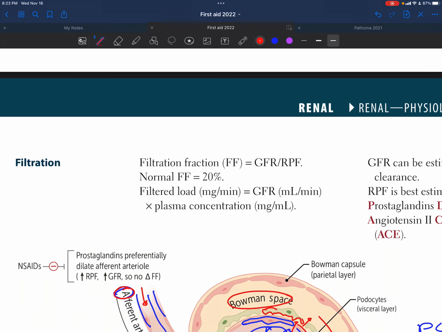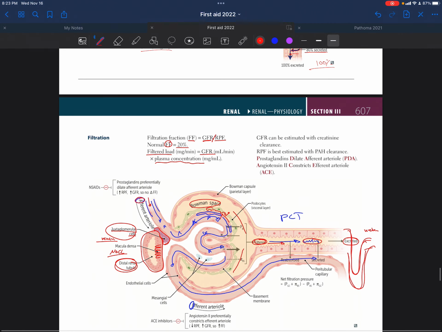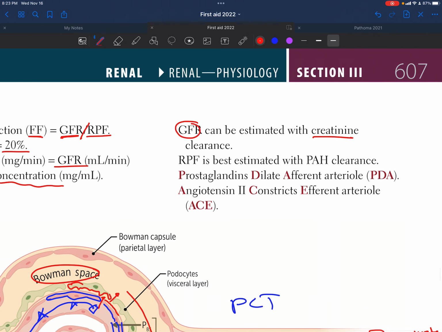The filtration fraction is an equation of the glomerular filtration rate over the renal plasma flow. We already know that the normal filtration fraction is 20%. Another equation is that the filtered load equals the GFR times the plasma concentration of a specific material. So the GFR can be estimated with creatinine.